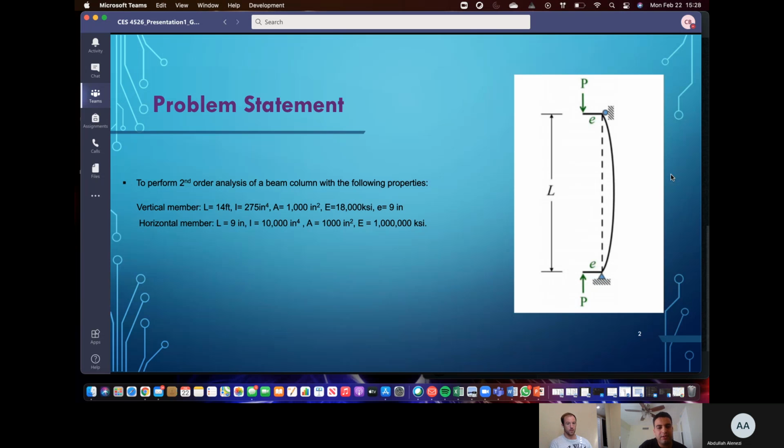For the horizontal member, the length is 9 inch. The moment of inertia is 10,000 inch to the 4. Cross section is 1,000 inch square, and the modulus of elasticity is 1 million ksi.